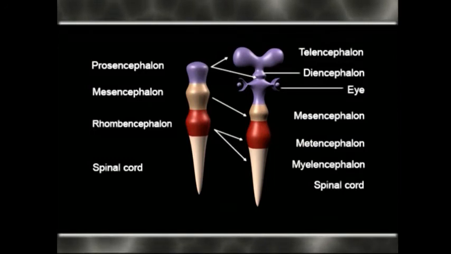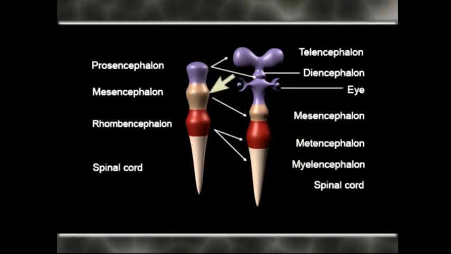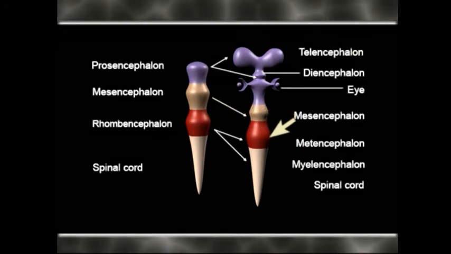The other thing I want you to notice here is that a part of the eye, which we will learn is called the neural retina, actually is an outgrowth of the diencephalon of the brain. The mesencephalon in development becomes the mesencephalon in the adult. The rhombencephalon is going to differentiate into the metencephalon, cerebellum and pons, and the myelencephalon. So this is how these different structures develop.